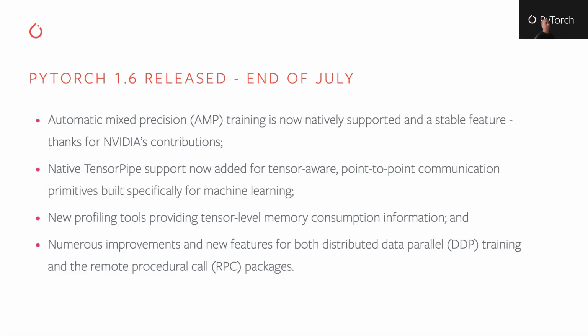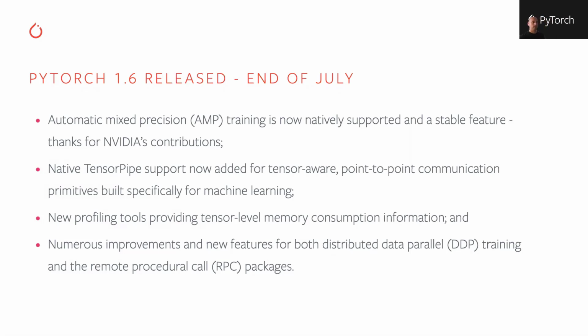And then thirdly, we added profiling tools. One of the biggest features we've been asked for is the ability to do tensor-level memory consumption and be able to understand how we're doing across CPUs and GPUs. And so that's supported now as part of the Autograd API.